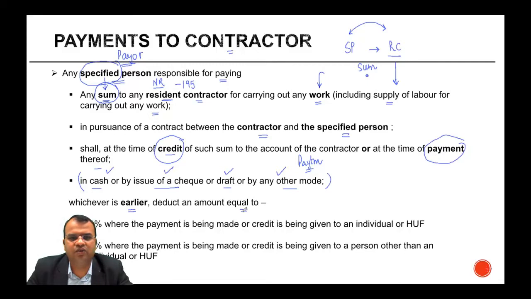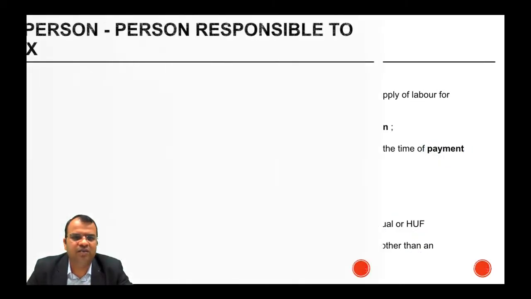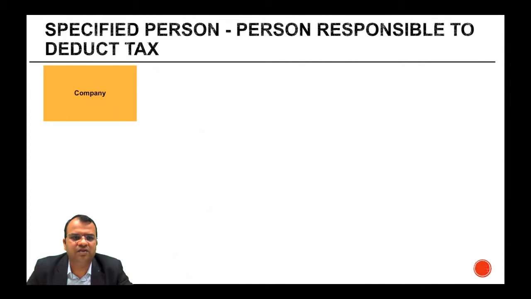Deduct an amount equal to 1% where the payment is made or credit is given to an individual or HUF. We discussed this earlier. 2% where payment is being made or credit is being given to a person other than an individual or HUF. Now let's look at each one of these points independently. So the first thing is, who is a specified person?